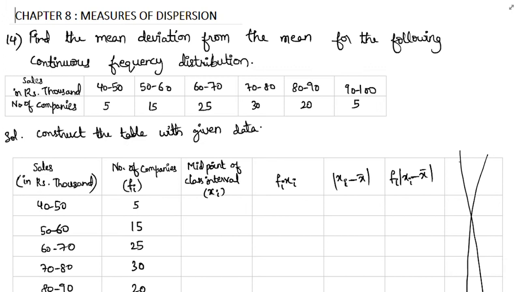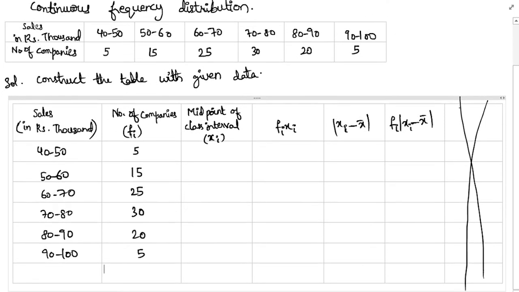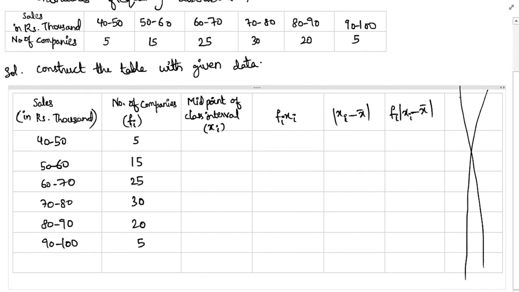Now the 14th question: find the mean deviation from the mean for the following continuous frequency distribution. Sales in rupees 1000 is given, that is our class interval, and number of companies, that is frequency. I have already constructed a table here, and I have also written the values of sales and the number of companies, that is our frequency fi. Now we will find the other columns.